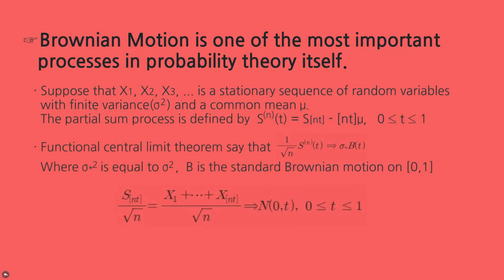Brownian motion is one of the most important processes in probability theory itself. Suppose that x1, x2, x3 is a stationary sequence of random variables with finite variance sigma squared and a common mean mu. The partial sum process is defined by S2nt equals Snt minus nt mu. At this time, t is between 0 and 1.